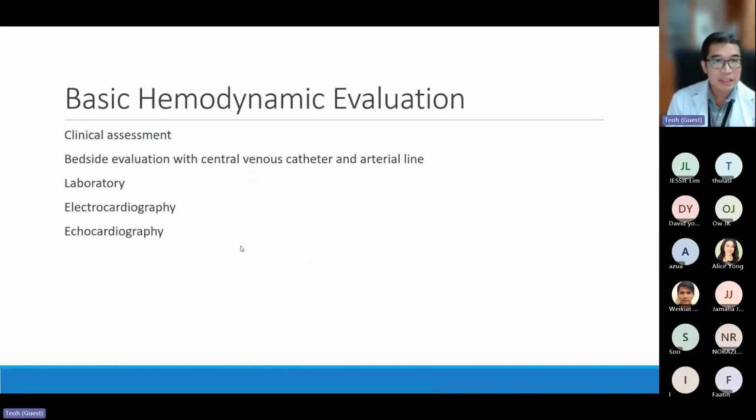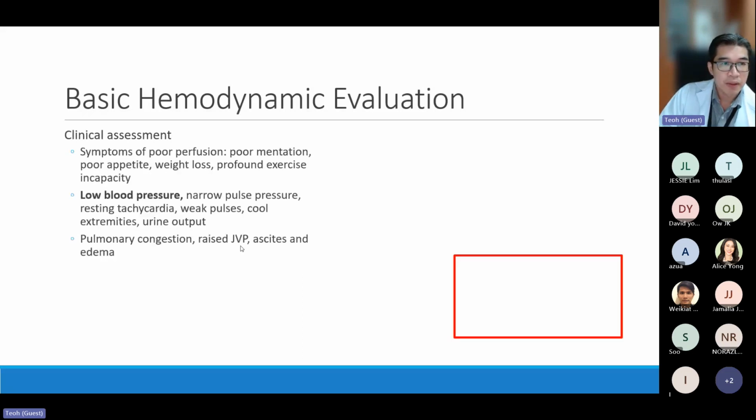And how do we assess the hemodynamics of our patients? Basically, we have to do this from our routine clinical practice, just that maybe we didn't realize. So the methods we use to assess the hemodynamics of the patients include the clinical assessment, the bedside evaluation with the central venous catheter and arterial line, the laboratory, electrocardiogram, and echocardiogram.